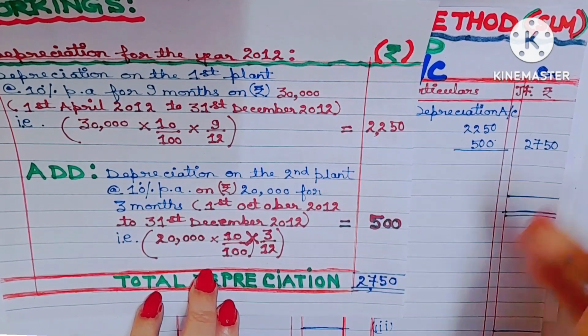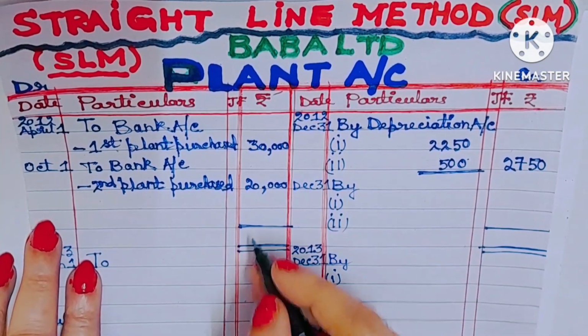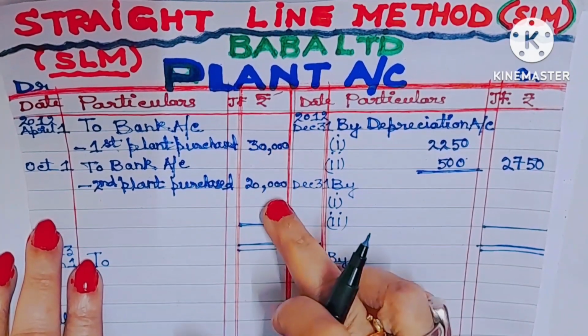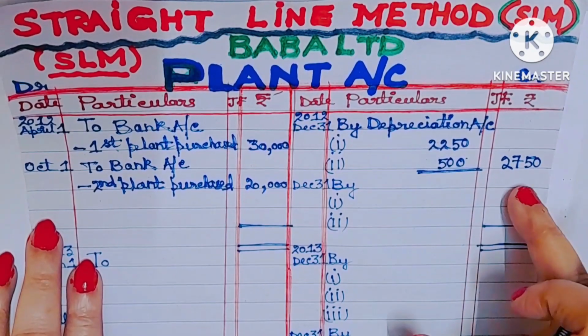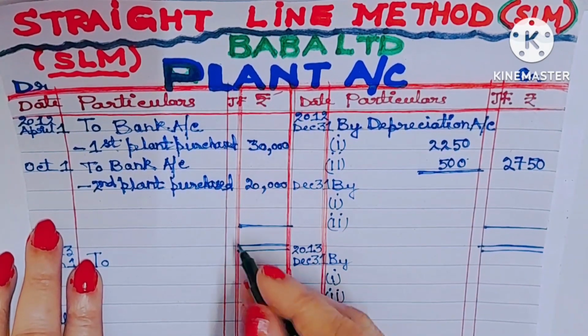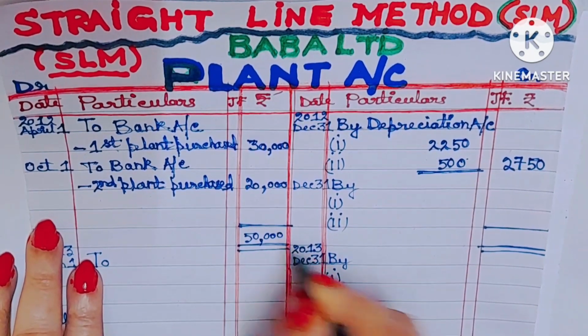Okay, fine. So which side is greater? Obviously debit side. So the total of debit side is 30,000 plus 20,000, that is 50,000, and the total of credit side is 2,750. So obviously the total of debit side is greater. The rule is you got to write 50,000 on both sides.